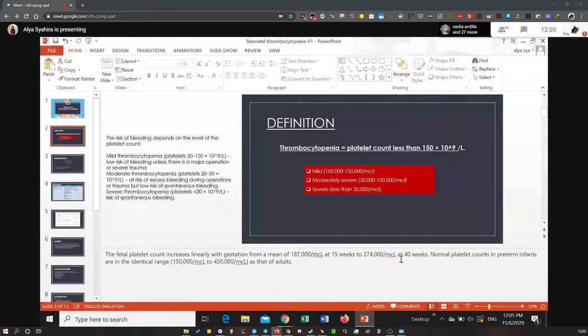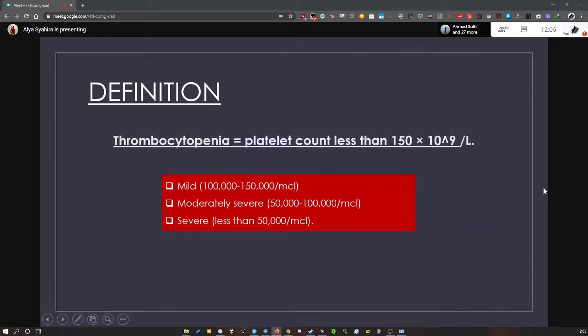So can you repeat the new one again? The new one is mild 150 to 100, moderate 100 to 50, and severe less than 50. Is it correct, Doctor? I don't know. Okay, I have to go and see. But Medscape is a good reference. If you take it from Medscape, it is reliable. Okay, thank you, Doctor.